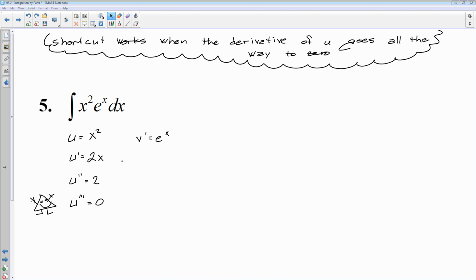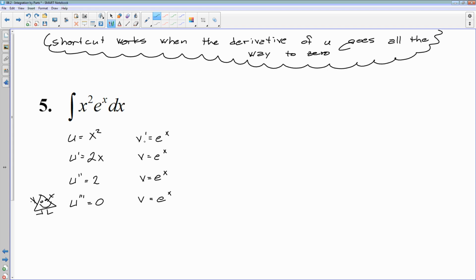And the way the shortcut works, however many times you did the derivative, you need to do the antiderivative just as much. And the nice thing is I can do the antiderivative of e to the x as long as I want. So the antiderivative of e to the x is e to the x. The next antiderivative would be e to the x. The next antiderivative would be e to the x.